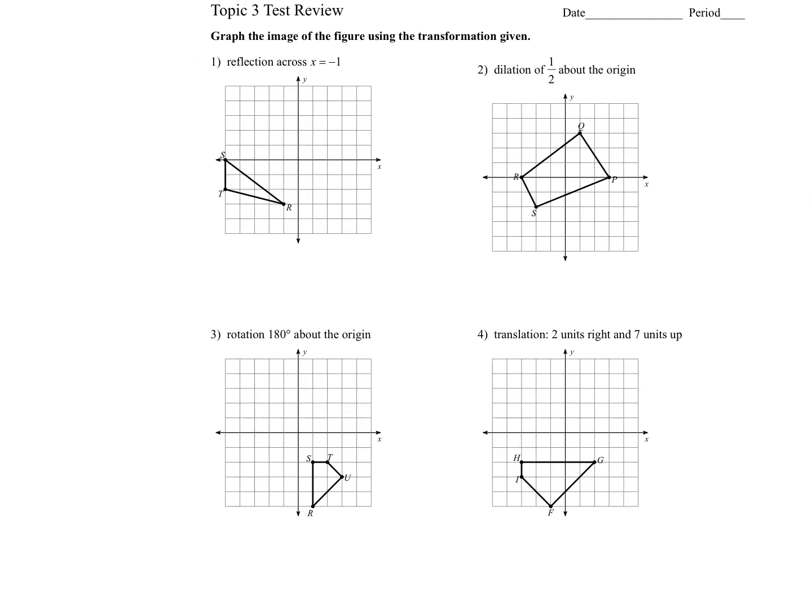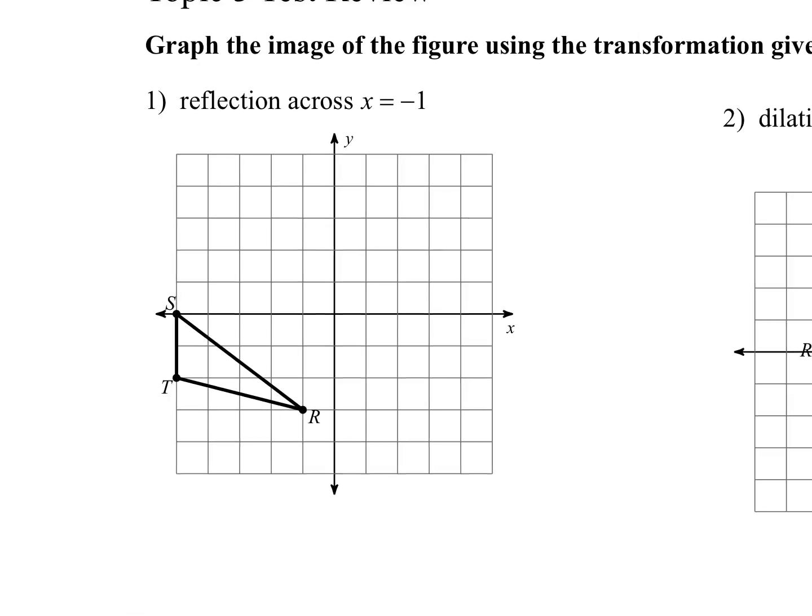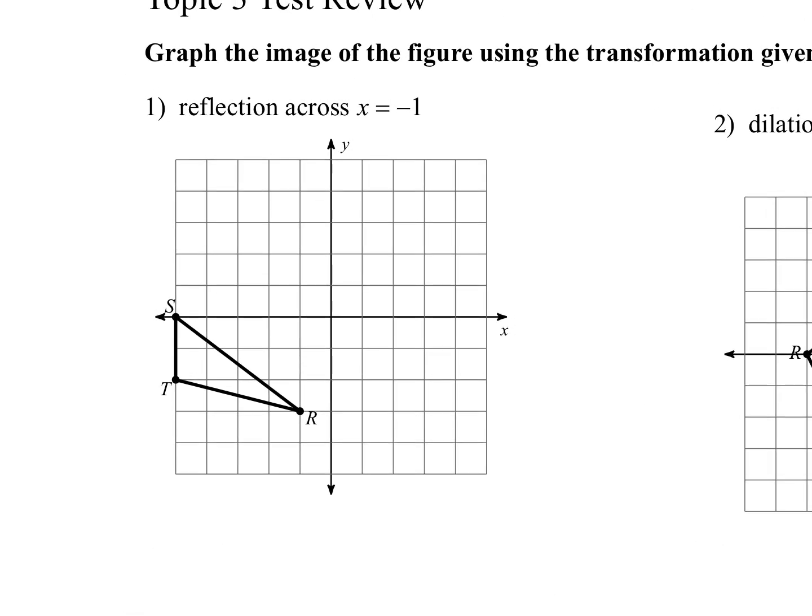On this page, how many transformations did we learn about in this chapter? 4. How many questions are there? 4. So you have 1 of each. On number 1, it says a reflection across x equals -1. So biggest thing, we need to draw this line of reflection. X equals -1 is here. Is my line up and down or side to side? Up and down. I'm going to ask you something real quick. What if I had y equals 2? 2's here. It would have to go side to side, right?